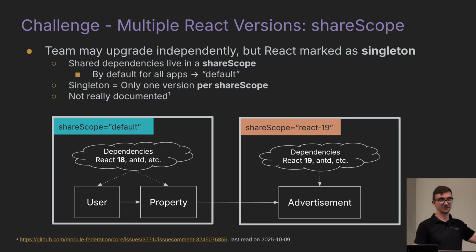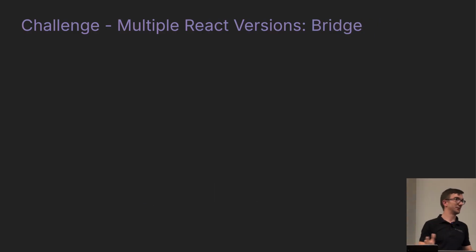So on the right-hand side, we have, let's see, team advertisement that wants to go to React 19. So they live in the React 19 share scope. And then on the left-hand side, you still have the default share scope that, let's say, still gets React 18. So you have more or less the share scope of dependencies being distributed in the default and in the React 19 place. And now we are able to actually load multiple React versions. We need to render them. And this is where the next problem occurs.